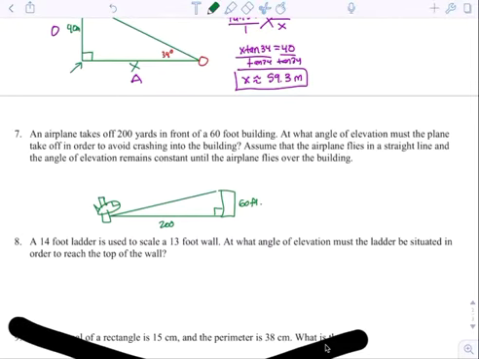And it says, at what angle must the plane take off in order to avoid crashing into the building? Okay, so 60 feet and 200 yards. So we're dealing with two different measurements, so we should just stick with one.